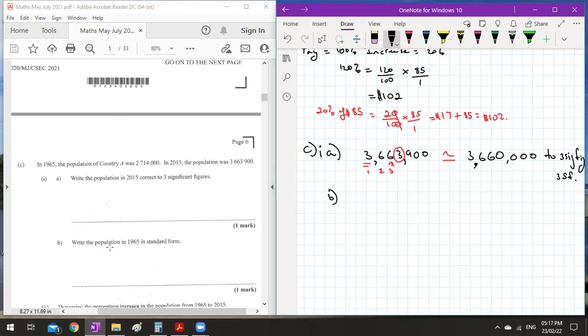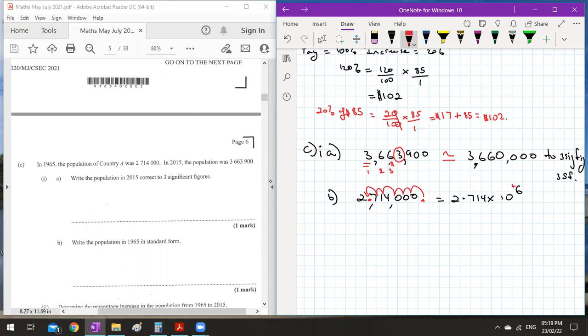Part B, write the population in 1965 in standard form. So we have 2714000. Right, now the decimal point in this case is here. To write it in standard form, we want the decimal place to be here. How many spaces did we move? 1, 2, 3, 4, 5, 6. So we'll have 2.714 times 10 to the power 6. Now, the 6 is positive because this is a larger value than the standard form number.